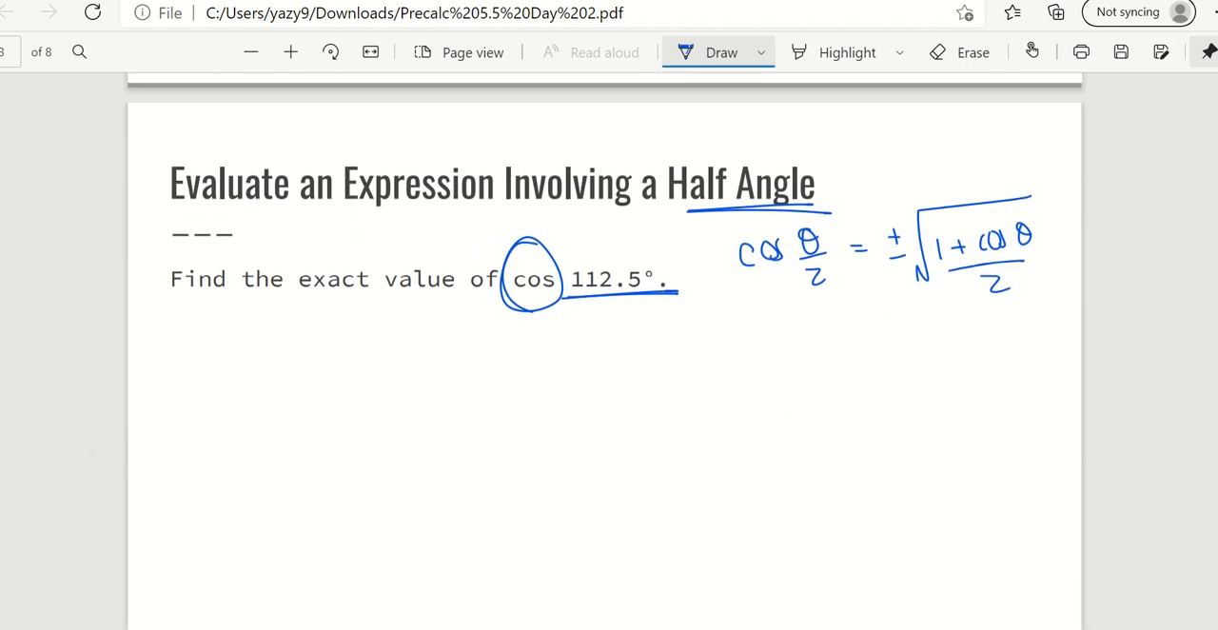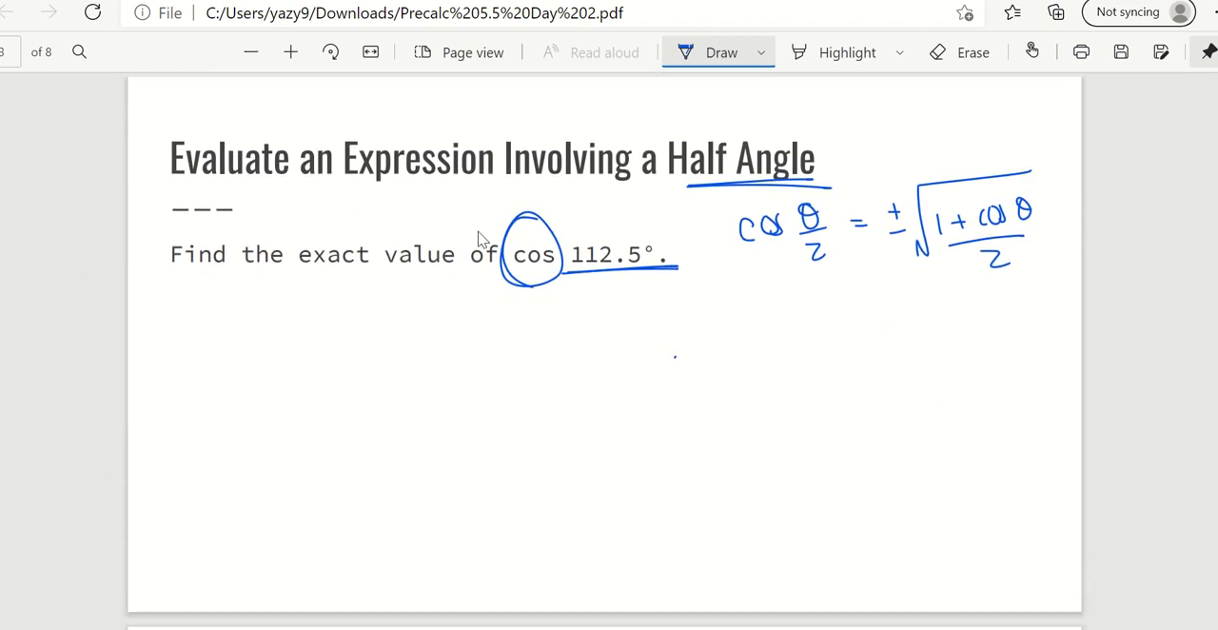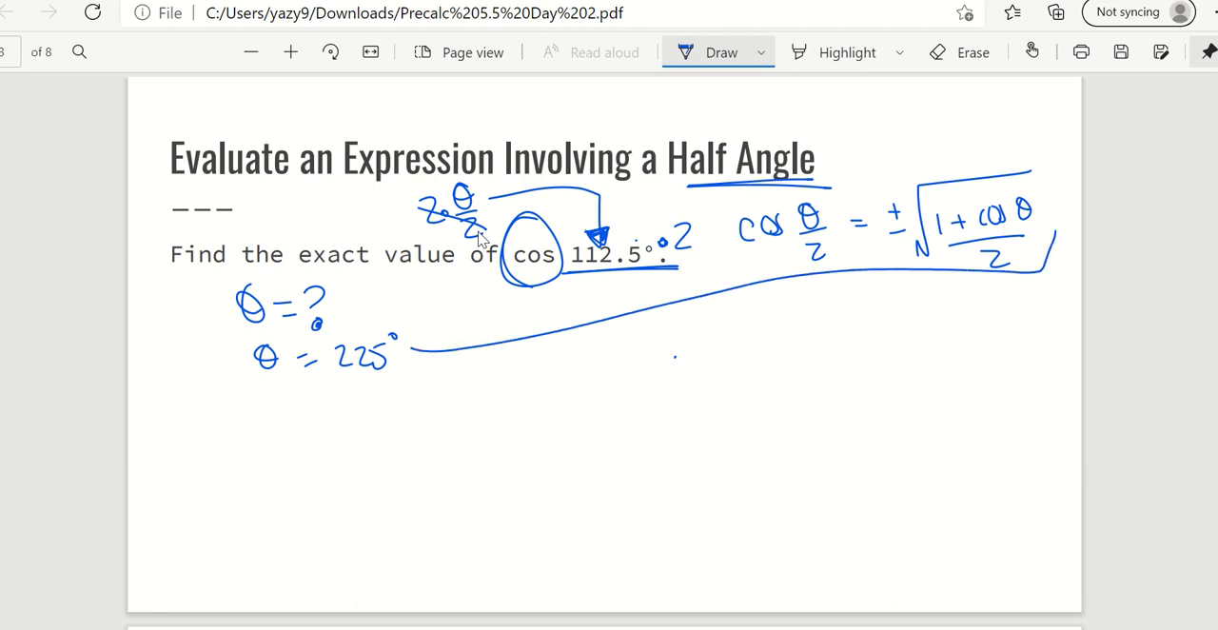All right, so first I'm going to ask myself, what must theta be? If theta over 2 is equal to 112.5, well, if I multiply by 2, then I'm going to get my theta. If I multiply this angle by 2, I'm getting that theta is actually equal to 225. With that being said, I can now substitute this and find out what is that value. So I'm going to do plus or minus radical 1 plus cosine of 225 all over 2.